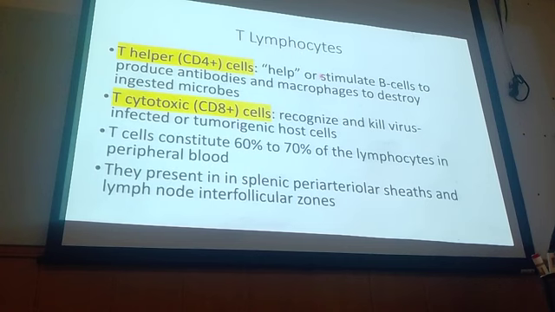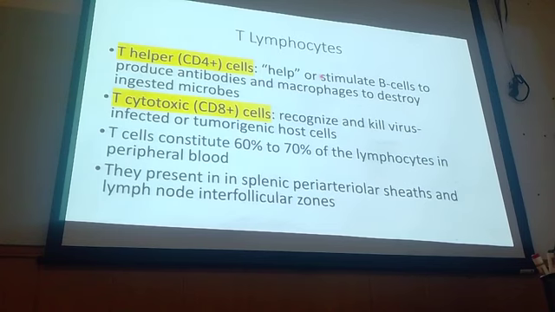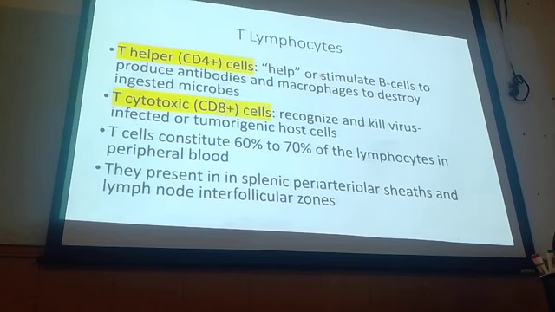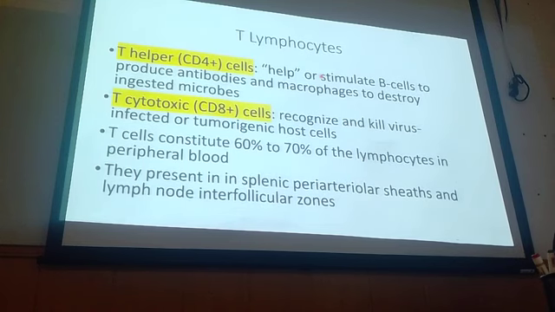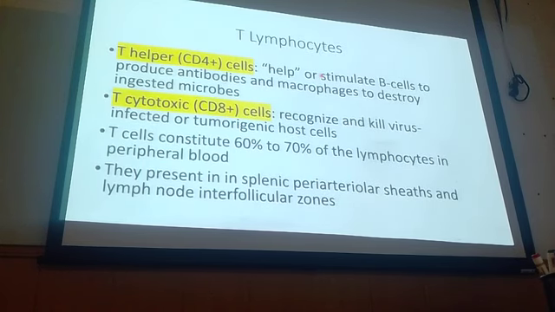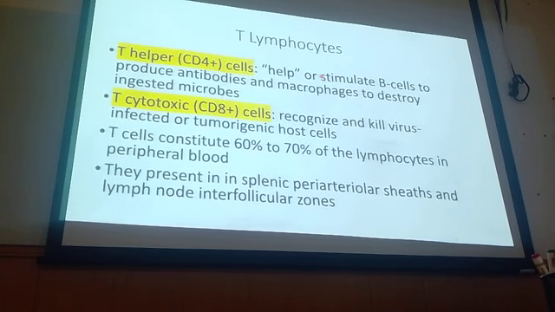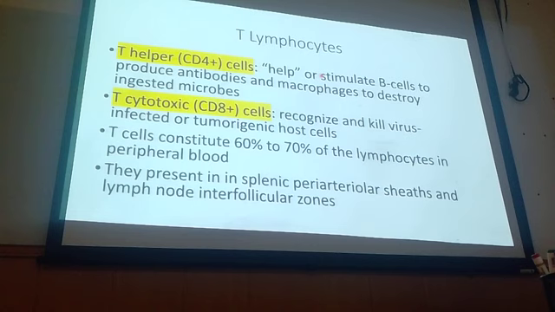T lymphocytes, we have two or three types of T lymphocytes. We have T helper or CD4 positive cells, which help or stimulate B cells to produce antibodies, and macrophages to destroy the ingested microbes. The memory lymphocytes, they are usually related to the B cells or T cells. Can they also be included in the T cells? They are only the B cells. Yes, we're having B cell activation. And we have T cytotoxic CD8 positive cells, which recognize and kill virus-infected or tumorigenic host cells.